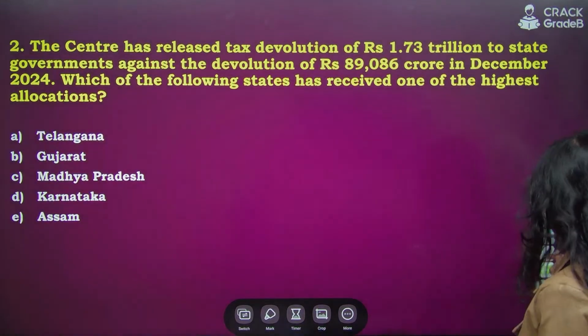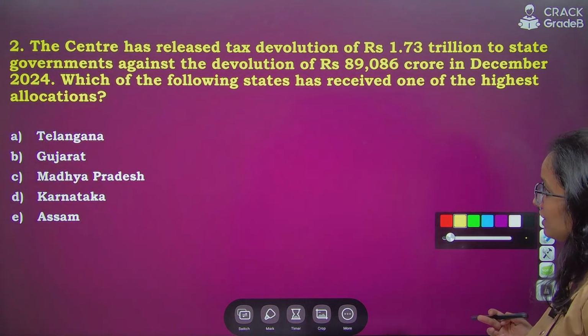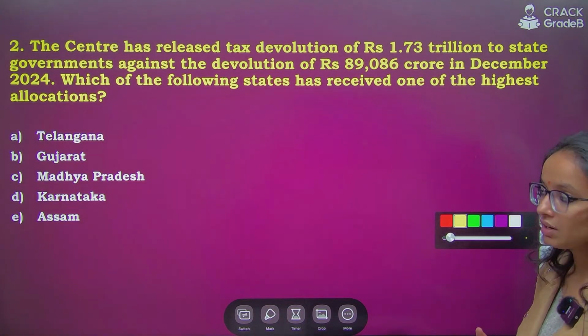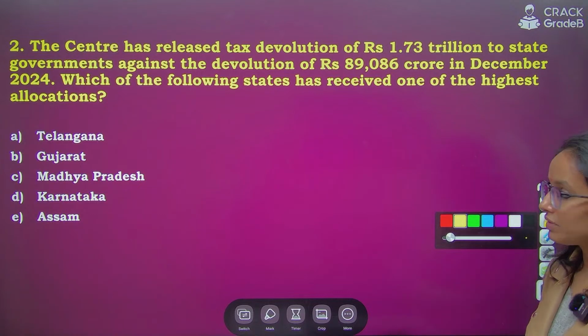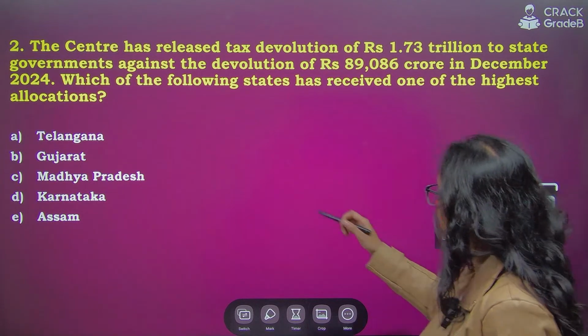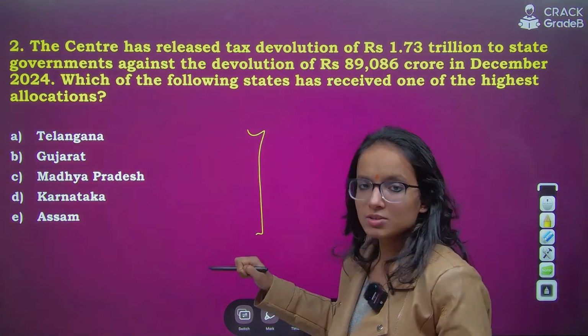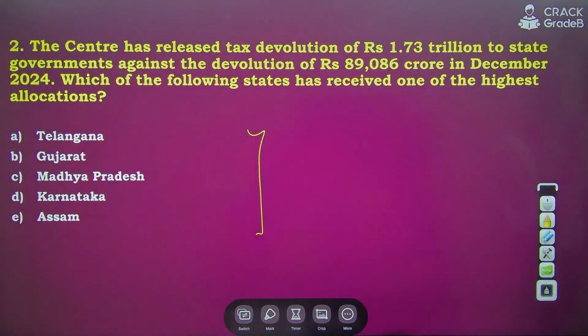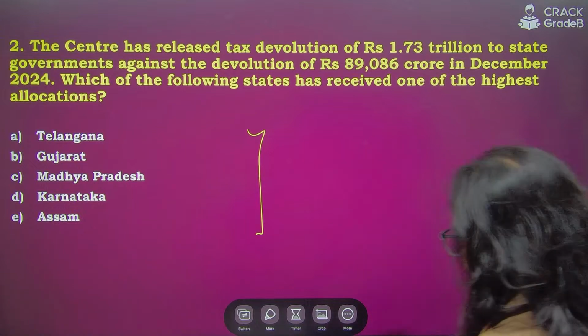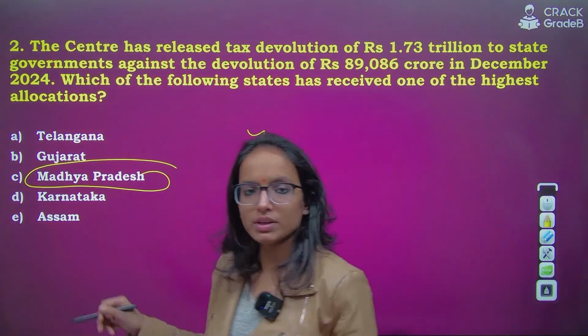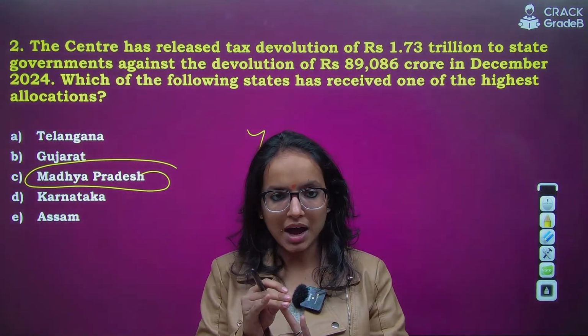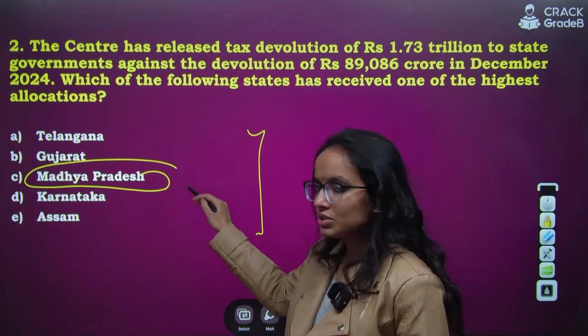Next question. Center has recently released tax devolution of 1.73 trillion rupees as per the recommendation of the 15th Finance Commission. Tell me which of the following states has received one of the highest shares. Very good. Madhya Pradesh, right? So 4 states were there: Uttar Pradesh, Madhya Pradesh, Bihar and West Bengal, right? So Madhya Pradesh is one of them.